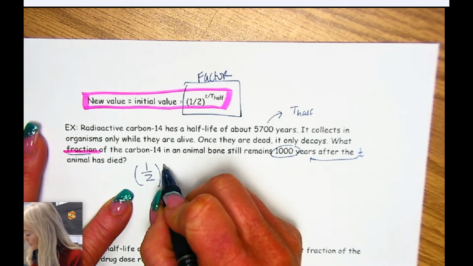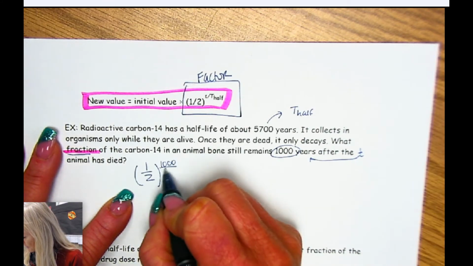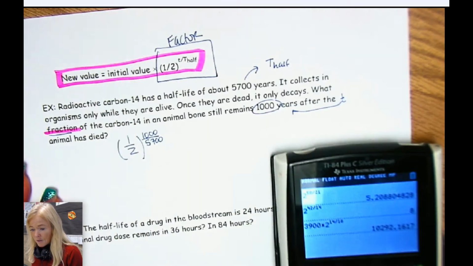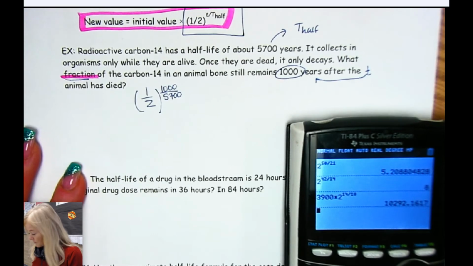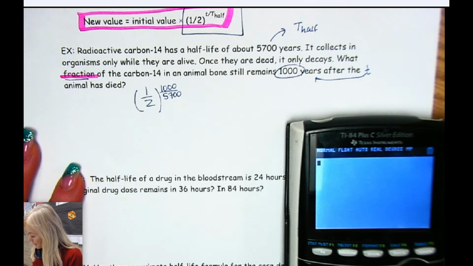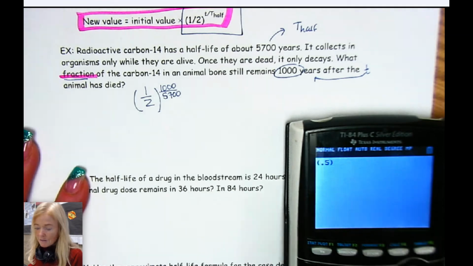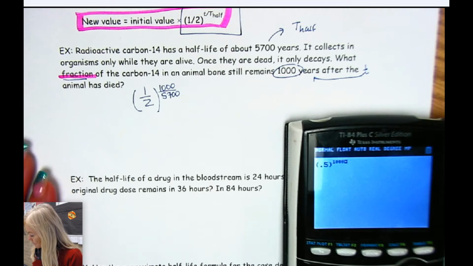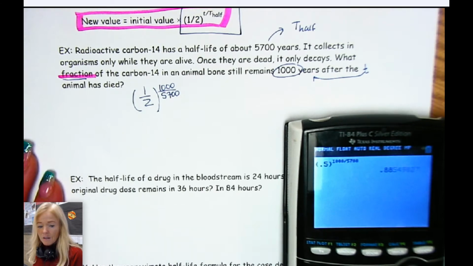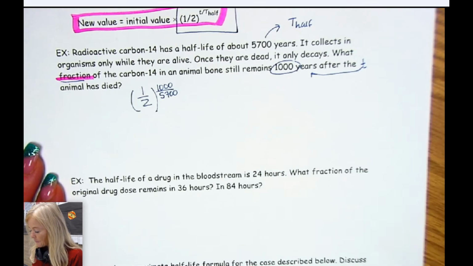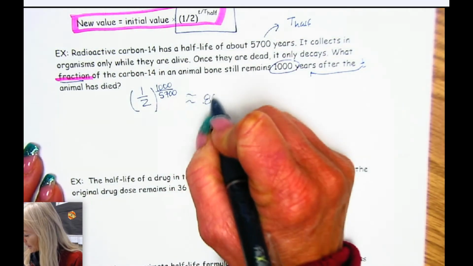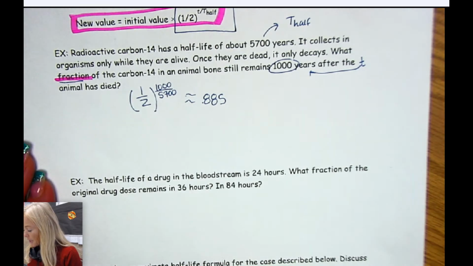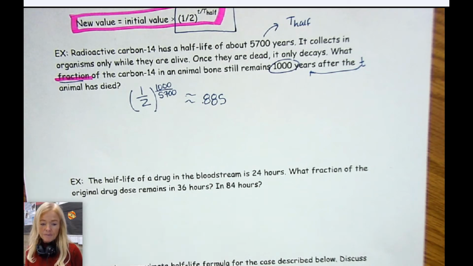All right, so we'll take 1/2 to the power of 1,000 over 5,700, and we can just place that right in our calculator. Make sure it is showing you. I just put in 0.5 because it's just easier than putting in 1 divided by 2. It's a lot faster. And then to the power of 1,000 divided by 5,700, and that gives us 0.885. So approximately 0.885 remains in the animal after 1,000 years of being dead.